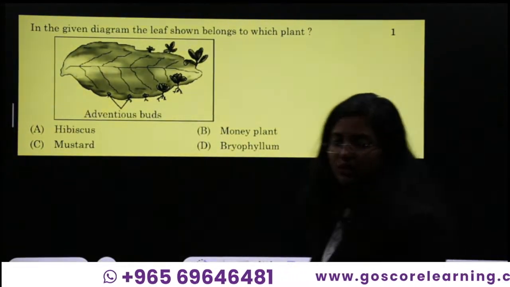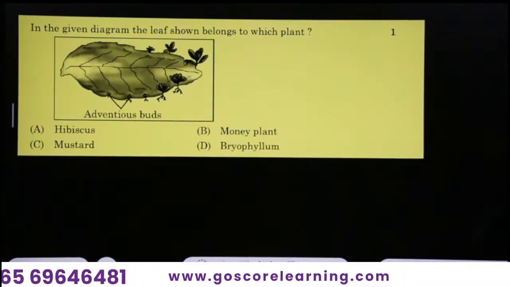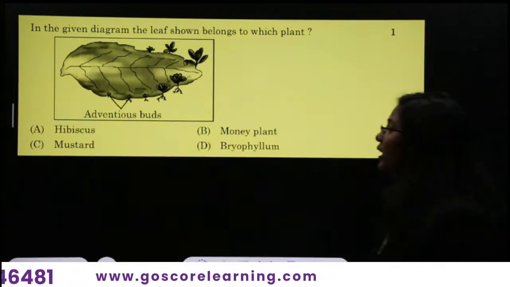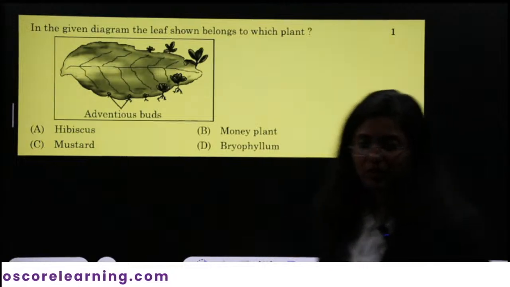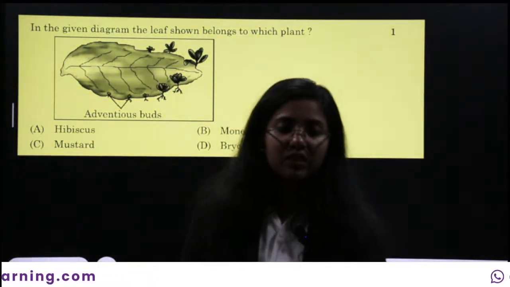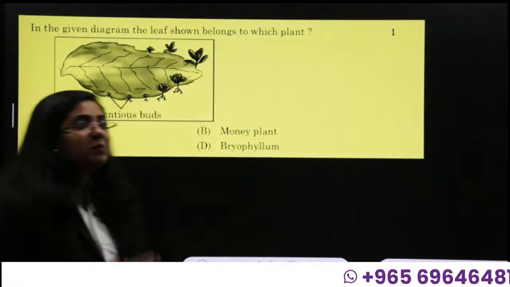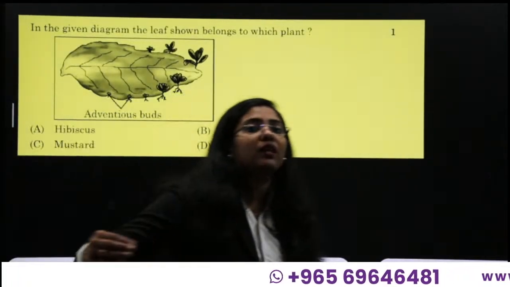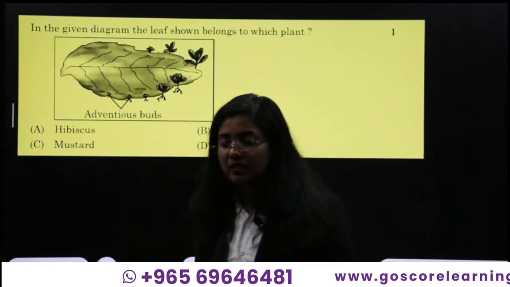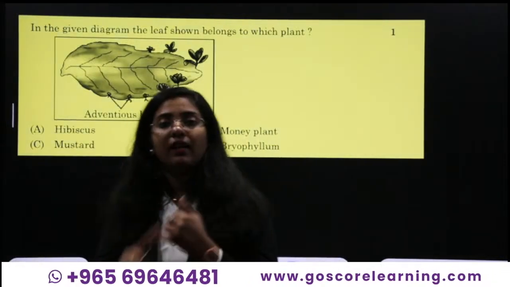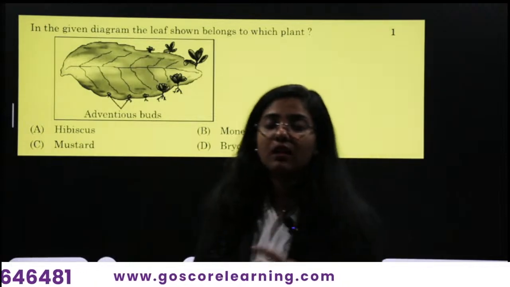Okay, next question. In the given diagram, the leaf belongs to which plant? This comes under vegetative reproduction, as you can see in the textbook. In vegetative reproduction, different parts of the plant are taken and then propagated. The different parts are leaf, stem, and root. All three parts are taken for propagation.